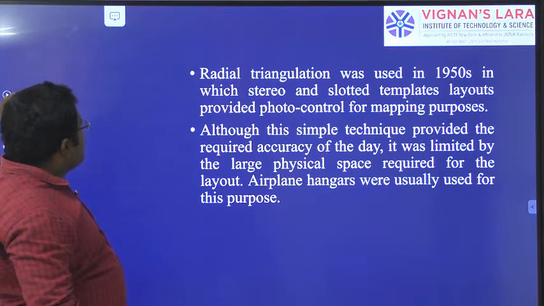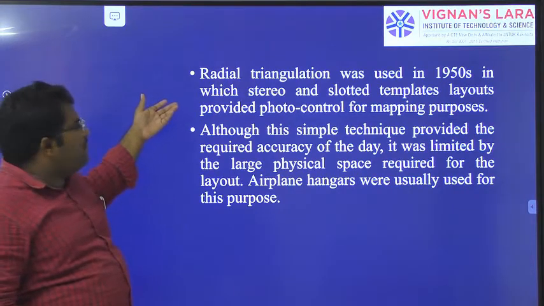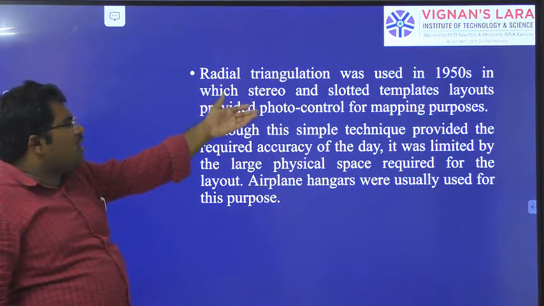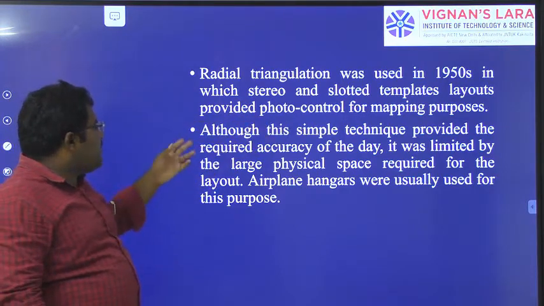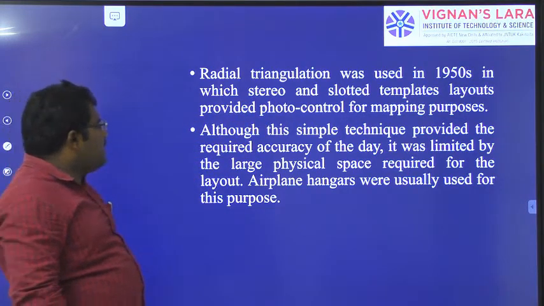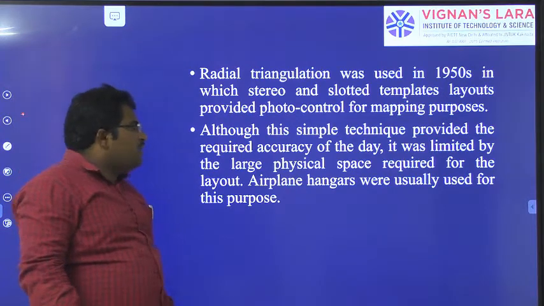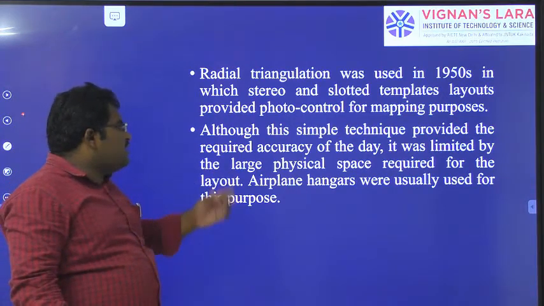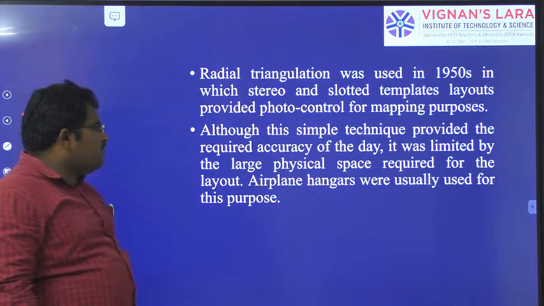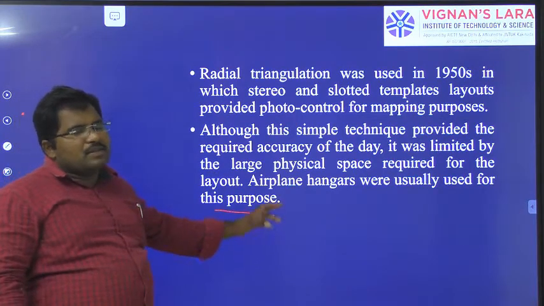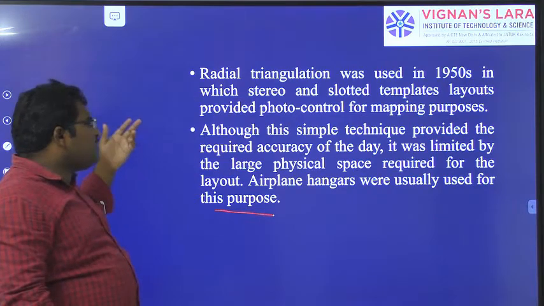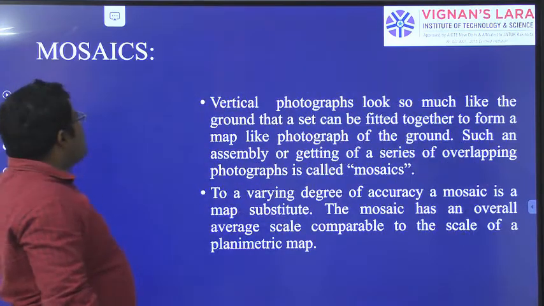Right. So radial triangulation was used in the 1950s, in which stereo and slotted template layouts provided photo control for mapping purposes. Although this simple technique provided the required accuracy of the day, it was limited by the large physical space required for the layout. Airplane hangars are usually used for this purpose, right? So it is not easy, it requires more physical space.